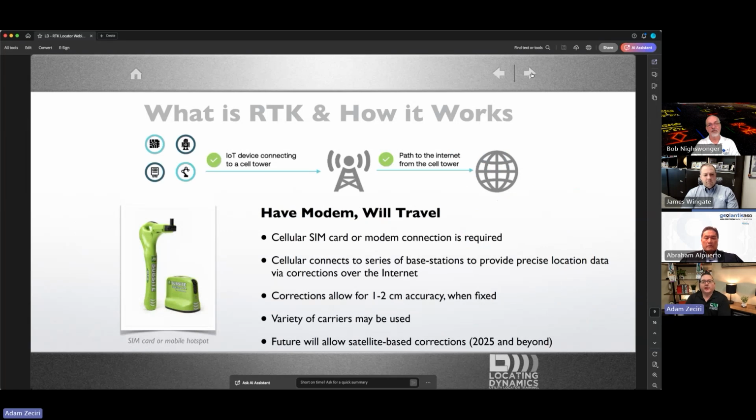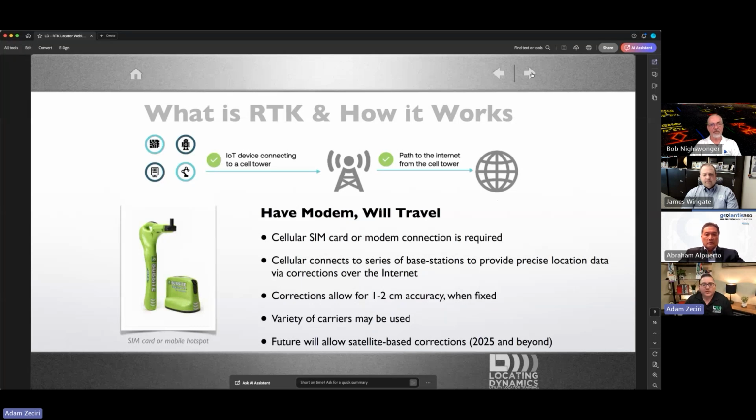So you're going to have a modem involved. The Internet of Things device, in this case our locator wand or GPR cart, is going to be connected through a cell tower. And then that's going to have a path to the internet from the cell tower. So you're going to need to have a cellular SIM card or modem. The cellular connects to a series of base stations to provide precise location data via corrections over the internet. And that allows you to get that 1 to 2 centimeter accuracy when fixed.